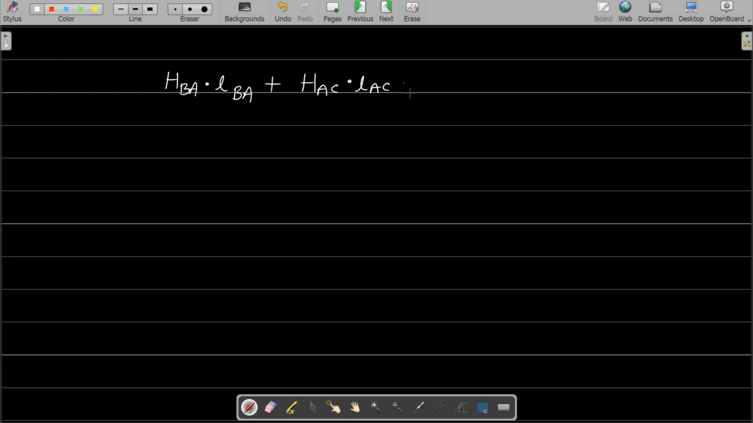plus H of the path CD into length for CD, plus H for BD into dL for BD, which will be equal to the current enclosed by that loop. The current enclosed by that loop is nothing but NF into IF plus NF into IF. Now we will see what is the exact meaning of this.